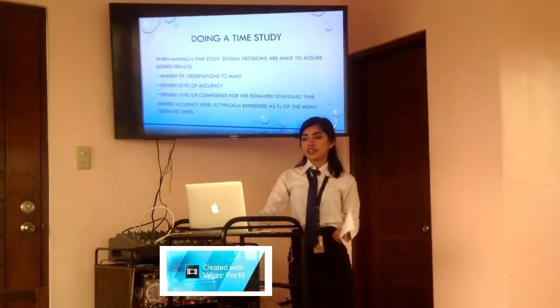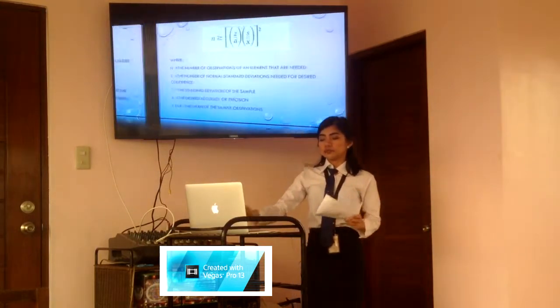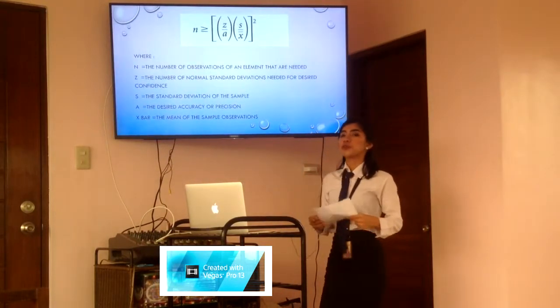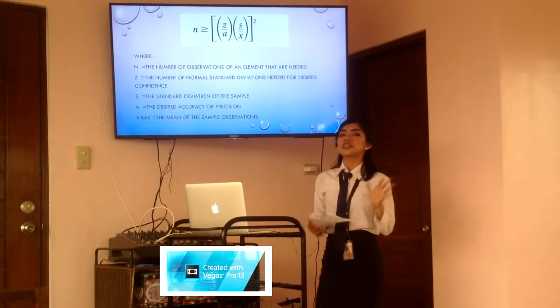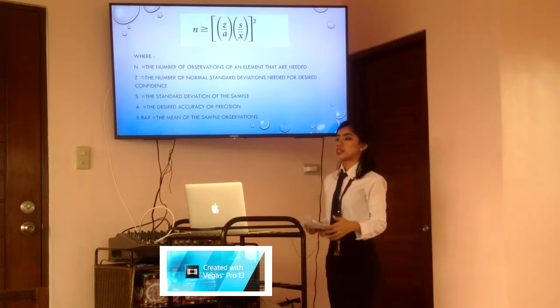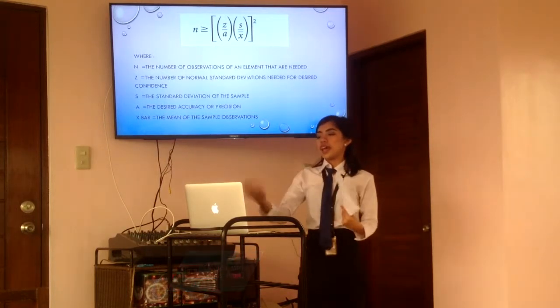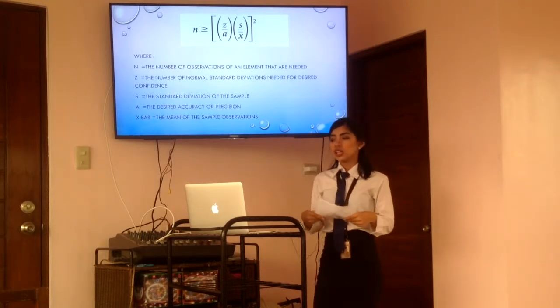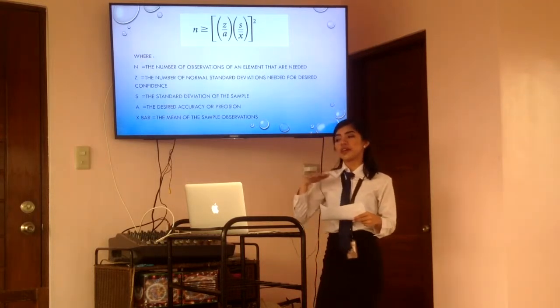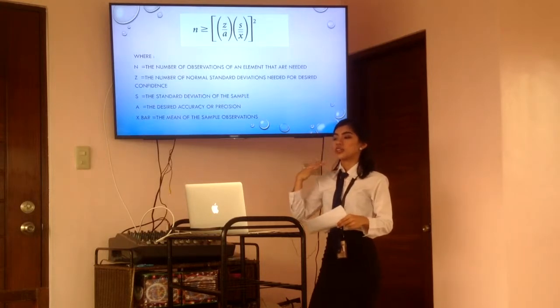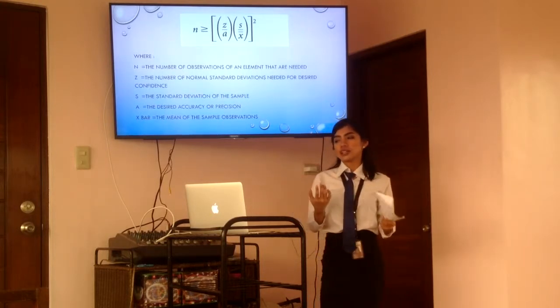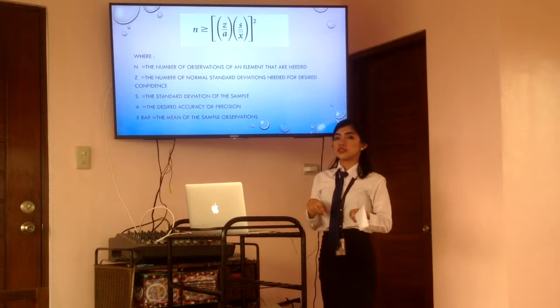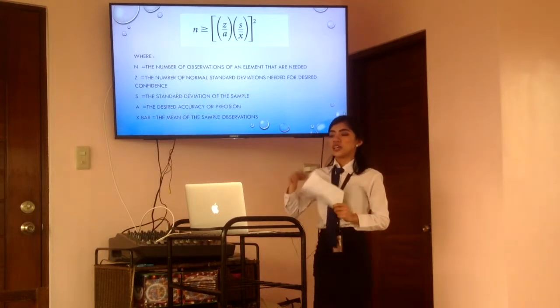So I have here the formula to compute the observations needed in time study. N is greater than or equal to the quantity of Z over A times the quantity of S over X bar, in parentheses, with that quantity raised to 2.